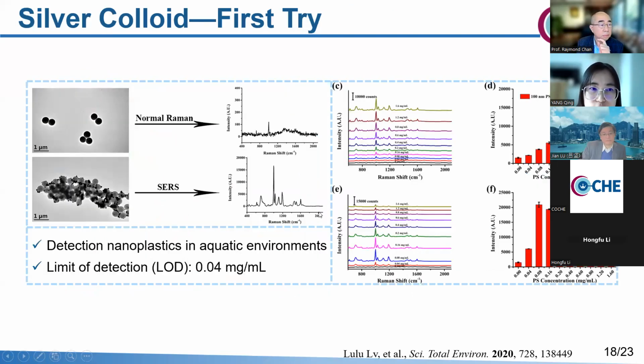The first study to use SERS to detect nanoplastics used Au nanoparticles as the SERS substrate. This study mixed the nanoplastic solution and the Au nanoparticles together, then added a precipitating agent, and then collected the Raman signal. We can see that compared with normal Raman, the signal was enhanced, and the limit of detection of this method can reach 0.34 milligram per milliliter for nanoplastics with sizes of 100 nanometers and 500 nanometers. This study shows that using SERS to detect nanoplastics is feasible.